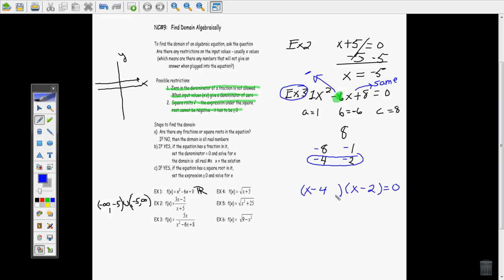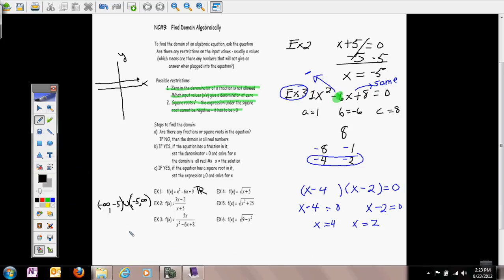But we're not just looking for the factored answer. We're looking for what values of x will make this denominator over here be 0. So what I have to do is I set each one equal to 0. This is a review of Algebra 1. This is a review of Algebra 2. So you should be able to see that. Add 4 to each side, x equals 4. Add 2 to each side, x equals 2. There's my two restrictions.